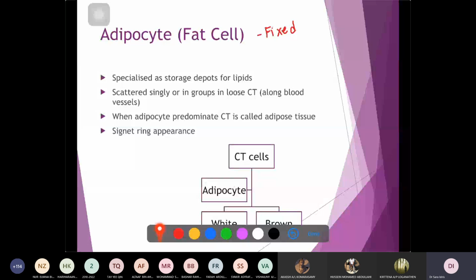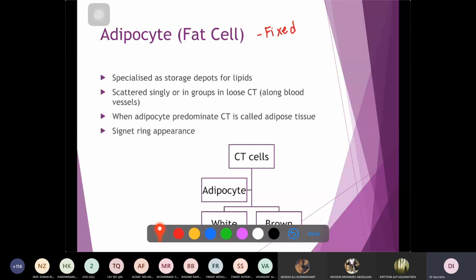They're scattered singly or in groups in loose connective tissue. Sometimes you can find them along blood vessels, where they help to insulate the blood vessels as well. And when adipocytes predominate the connective tissue, it's called adipose tissue. So when you have a connective tissue with a lot of fibroblasts and other cells, and you only have a little bit of adipocytes, you don't call it adipose tissue.